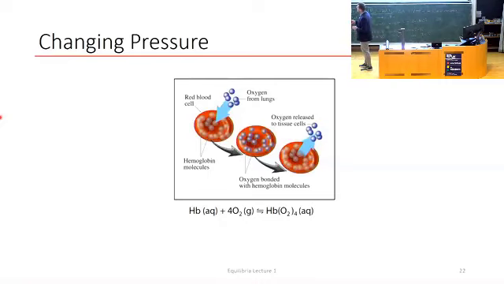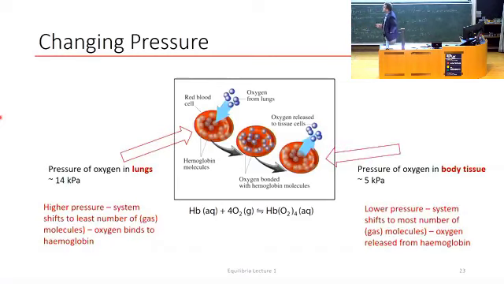So if we look at this equilibrium in terms of pressure alone, we've got 4 gas molecules on one side and no gas molecules on the other. So in very high pressure situations, the system is going to shift towards products. So in our lungs, when we inhale, we've got a much higher pressure system, about 14 kilopascals, so the system will shift towards the least number of gas molecules to reduce the volume and hence the pressure. So the system is driving this reaction forward, driving oxygen binding onto the iron in hemoglobin.